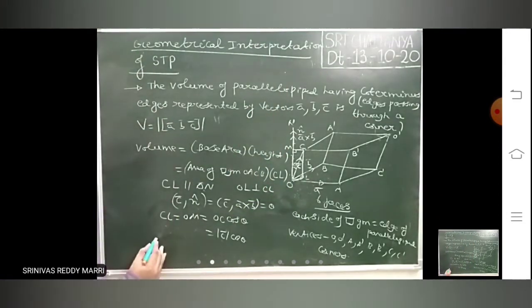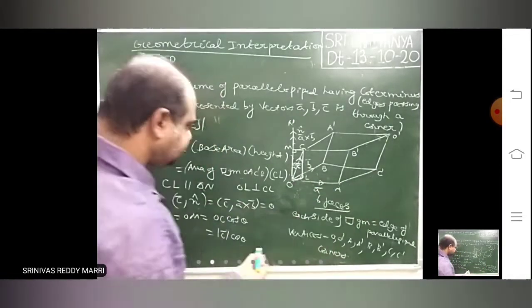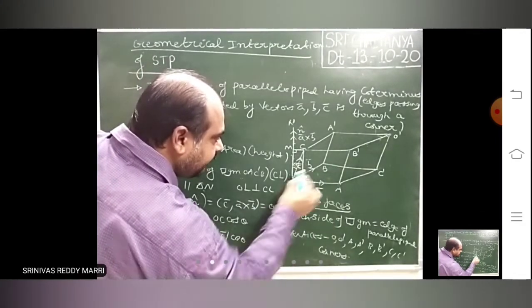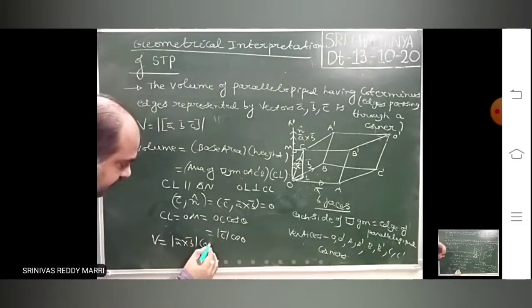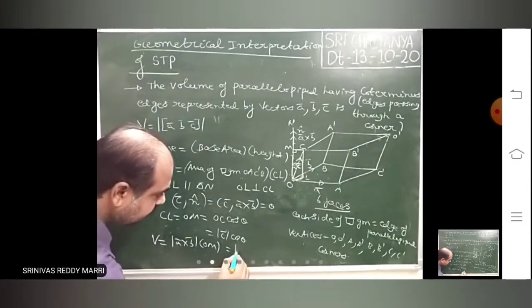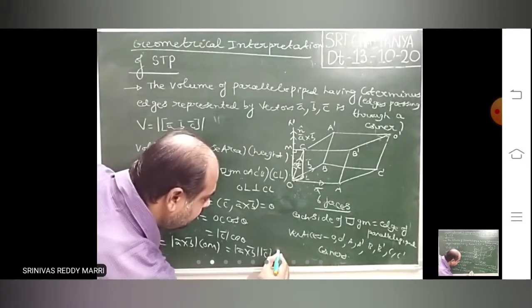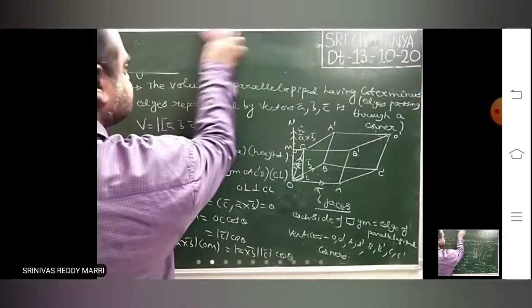So this is therefore the volume. Volume V equals the base area of parallelogram OACB. Look at OAC dash B. It has adjacent sides A bar, B bar. What is the formula if adjacent sides are known? A bar cross B bar, into CL, which is nothing but OM. That means you will get modulus of A bar cross B bar into modulus C bar into cos theta.